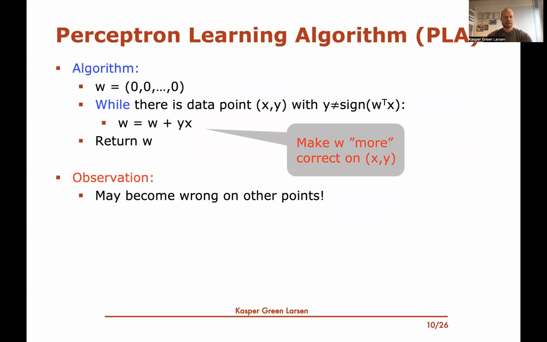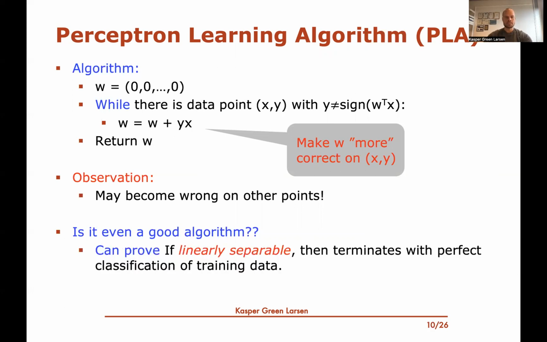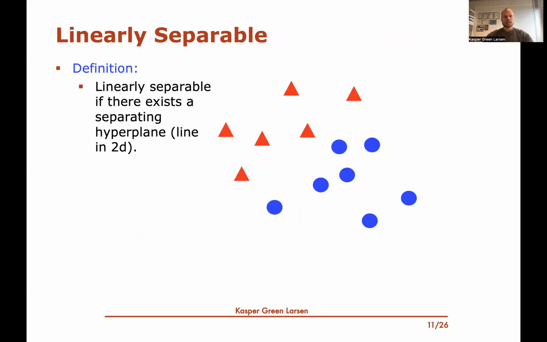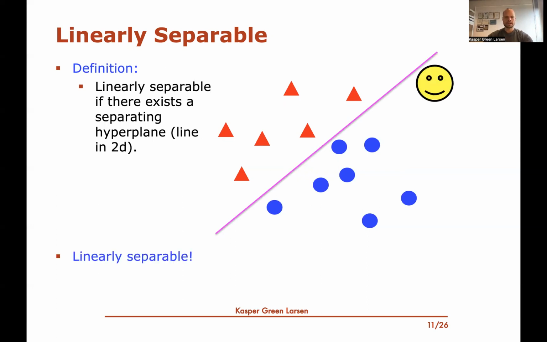Of course, this change may make it wrong on some other points. Maybe it fixes this one mistaken point, but it may introduce mispredictions on other points. While it's not obvious at all, one can actually prove that if the data is linearly separable, meaning there is actually a hyperplane that separates the data into the two classes, then this is going to terminate with a perfect classification of the training data. This is not so trivial to prove. Linearly separable just means that if I have data, I can draw a line or a hyperplane that separates the two classes onto above and below the hyperplane. So this is linearly separable.